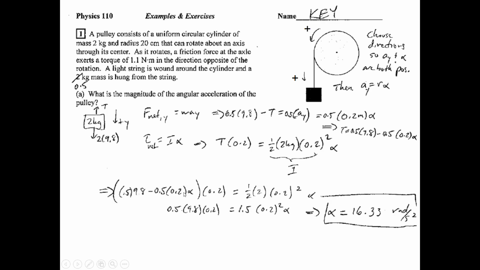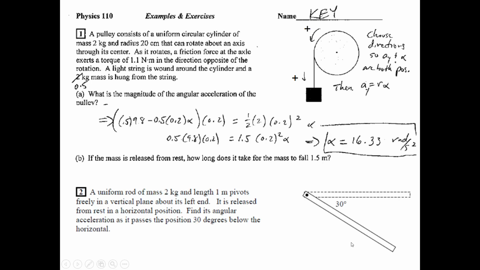When I do that, so here's the full expression for T from this first one up here. I've placed it in parentheses next to the 0.2 that was there. And then I've got a relationship that only involves alpha. I can put all the alpha stuff on the right-hand side, all the non-alpha stuff on the left-hand side, combine like terms, and then divide out this number that's multiplying alpha to figure out what alpha is. And apparently, alpha is 16.33 radians per second squared. So that's the answer to part A.